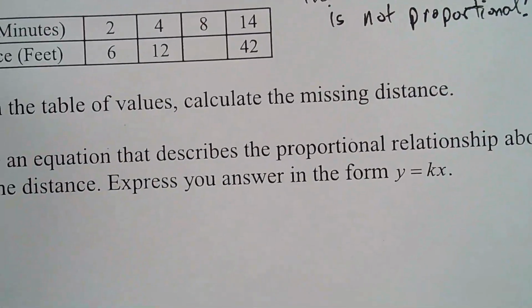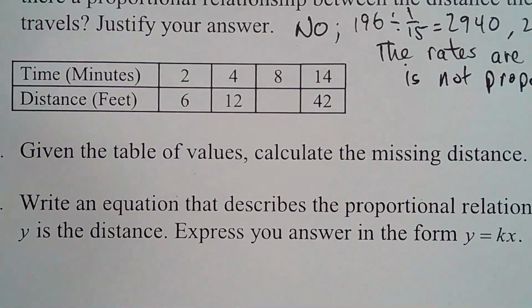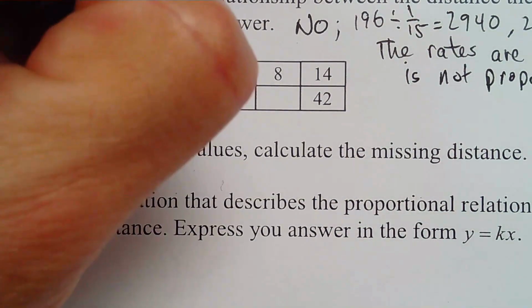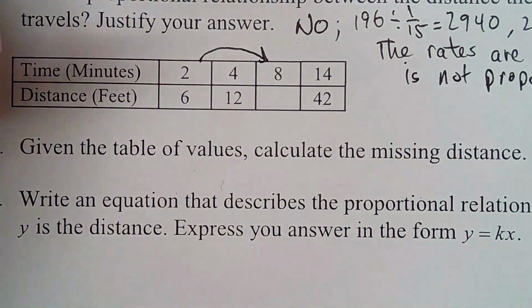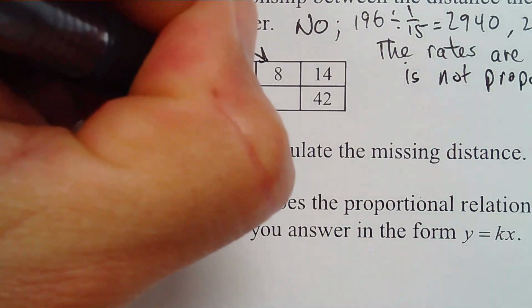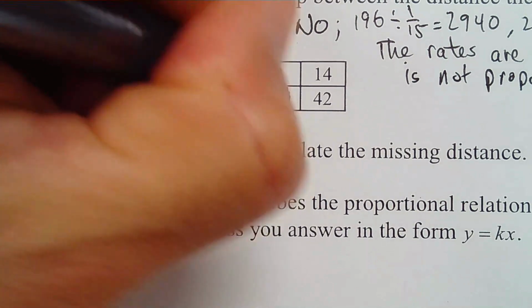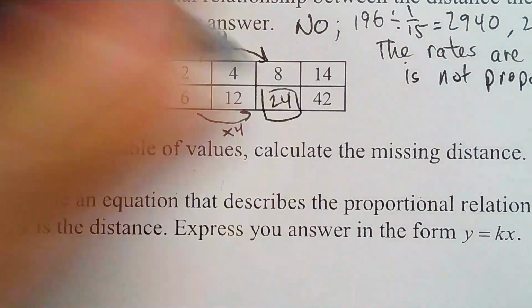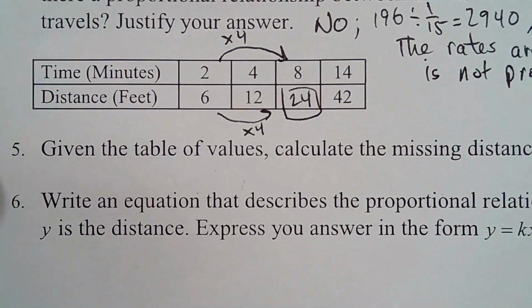The next one. Given these table values, find the missing distance. I see that 2 goes into 8 4 times. So I'd multiply 6 times 4, and that is 24. That is the answer to this number 5.